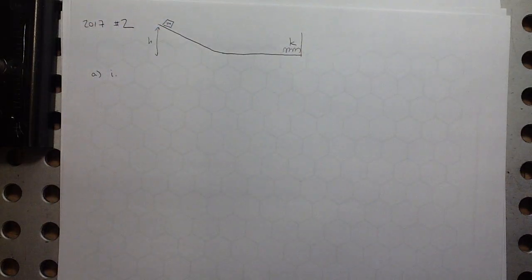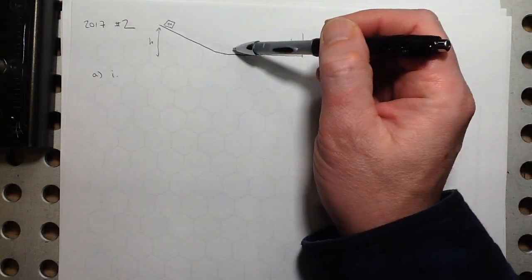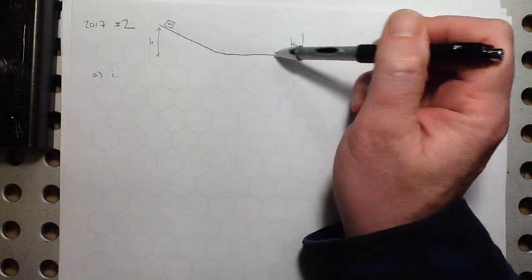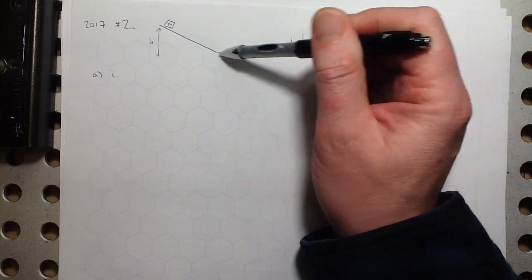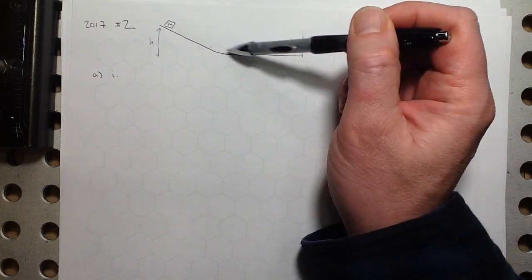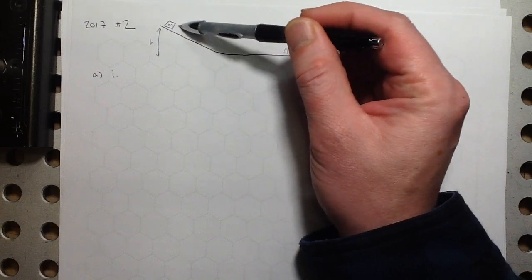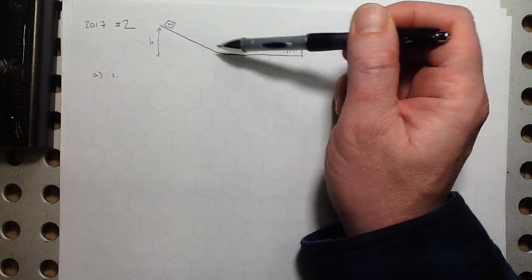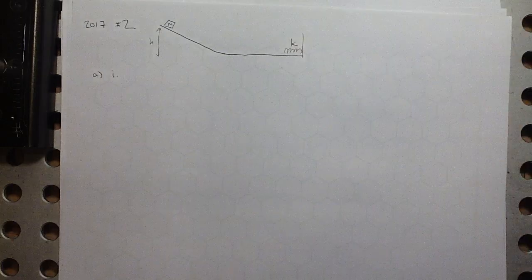So part A has a number 1 and a number 2. Derive an expression for the speed of the block just before it collides with the spring. Well, since this is all frictionless down here, the speed just before it collides with the spring is the same as the speed when it gets to here. So that's an energy exchange from gravitational potential to kinetic here at the bottom.